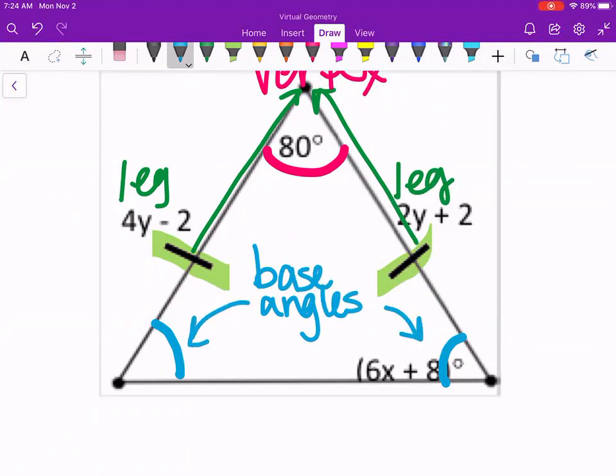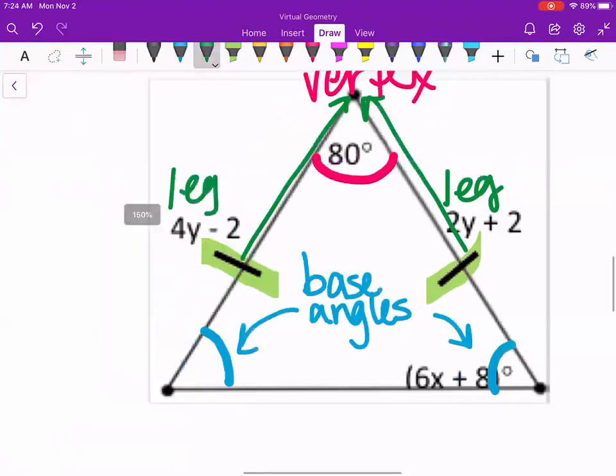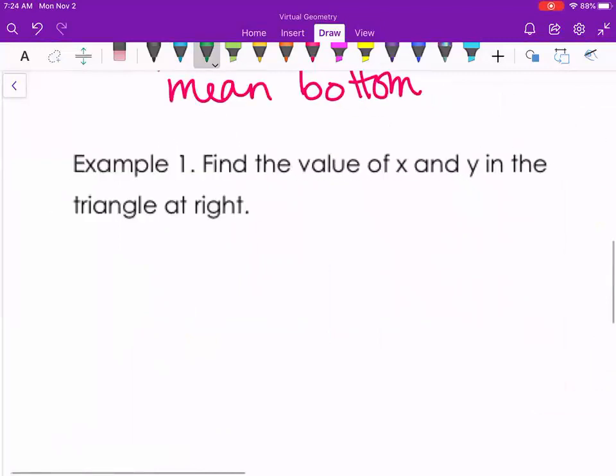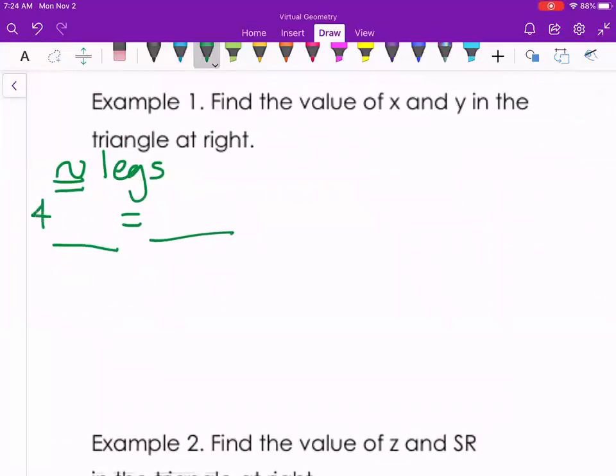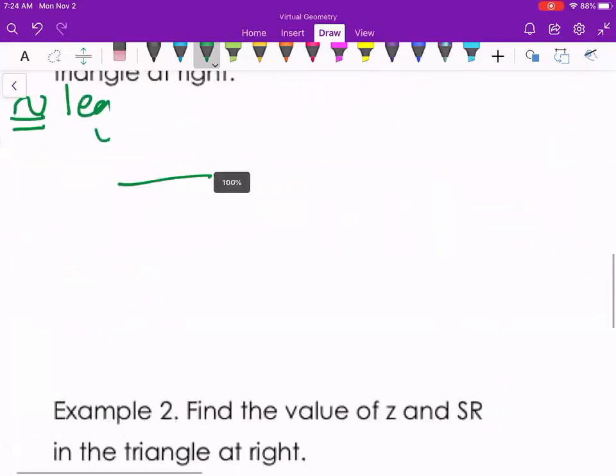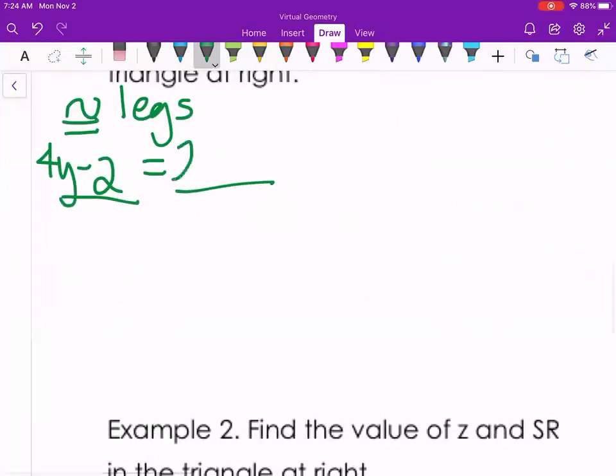Okay, so since we've already got two expressions there for the legs, let's start with y. Now remember, legs are congruent. So those two pieces, if I have to have congruent legs, then one thing has to equal the other. So in this case, 4y minus 2 needs to equal the other leg, 2y plus 2. And we'll use this equation to solve.